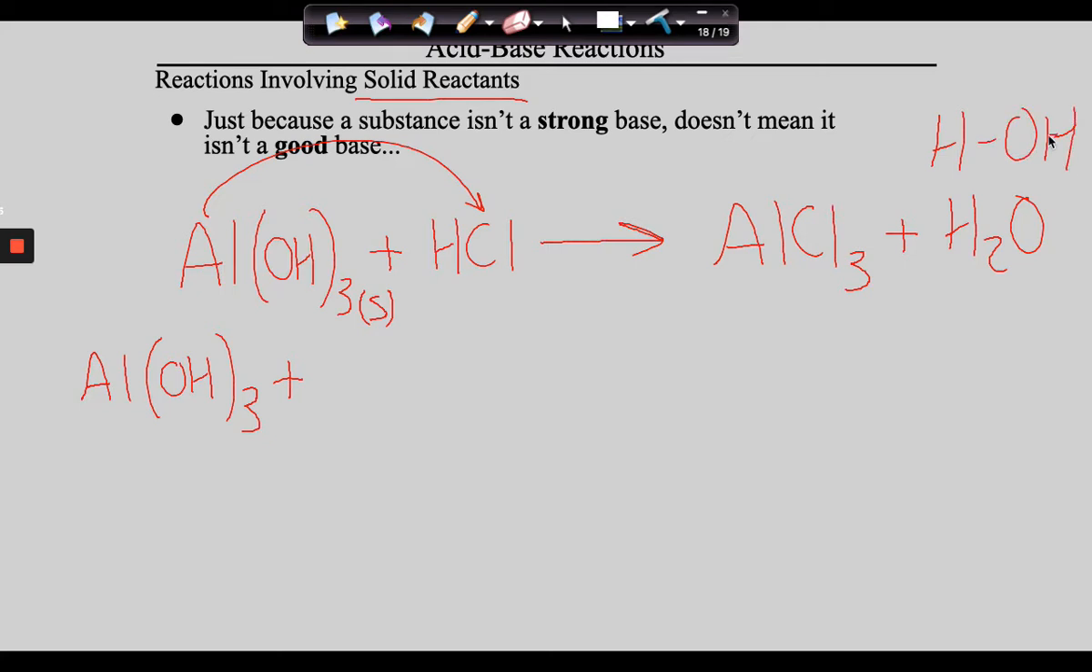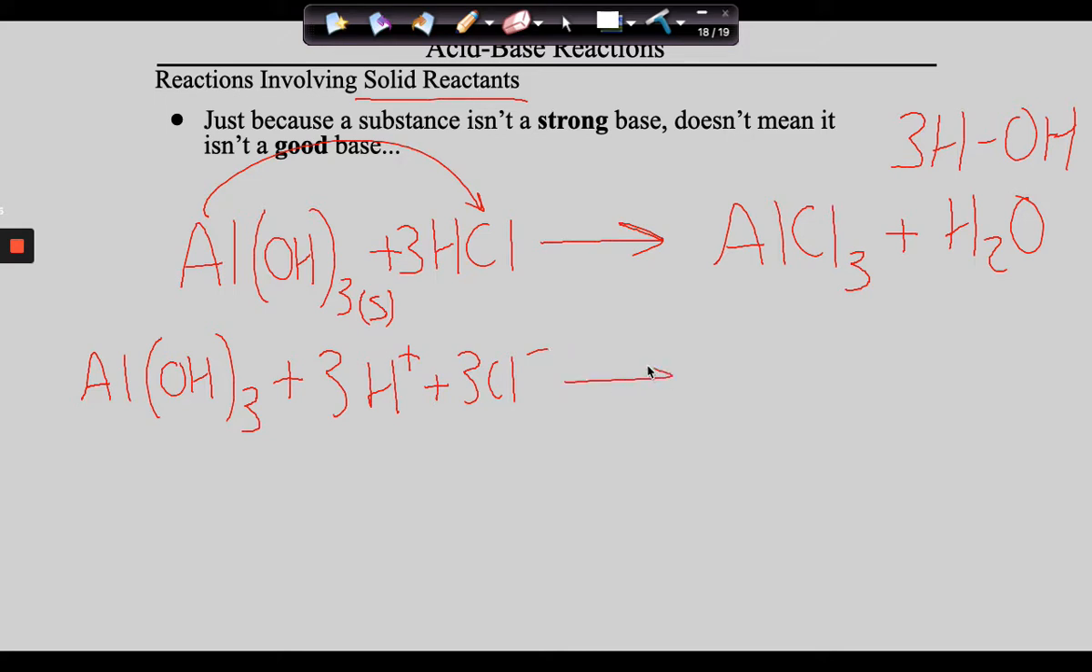So we've got 3 OHs, 1 OH, so we need a 3. 3 hydrogens, so we need a 3. You guys know that trick, right? If you're balancing waters, rewrite it as HOH. So we've got this. Then we've got 3 protons. Then we've got 3 chlorides.